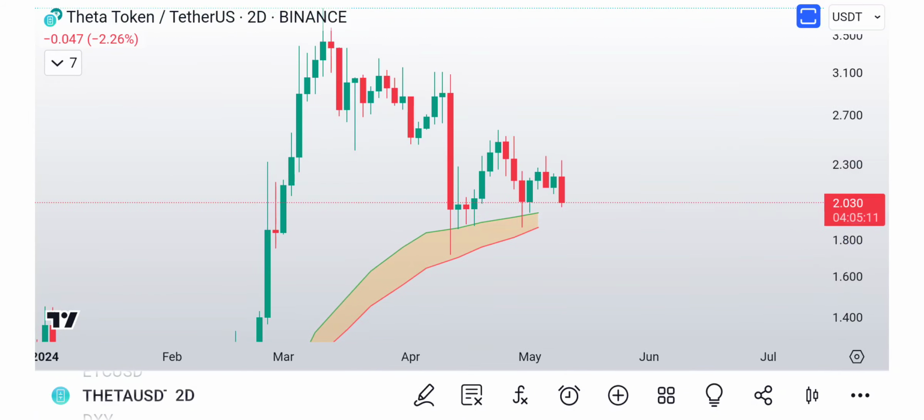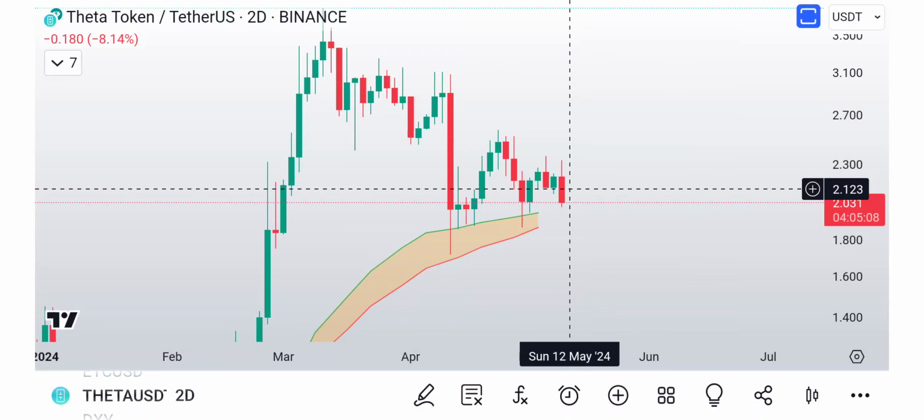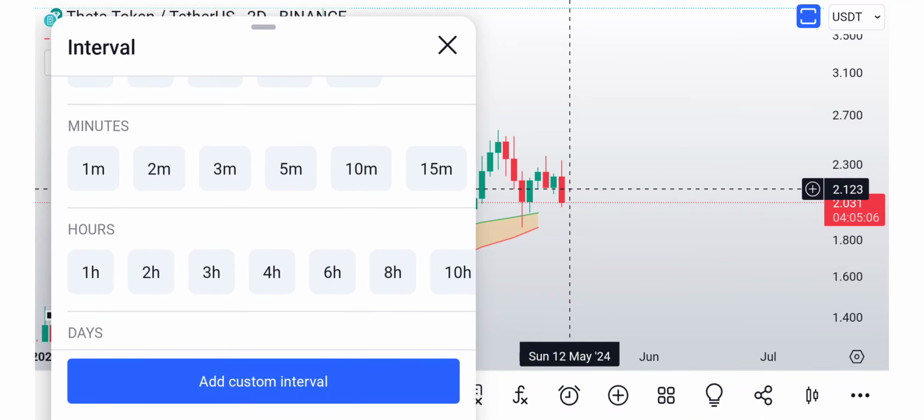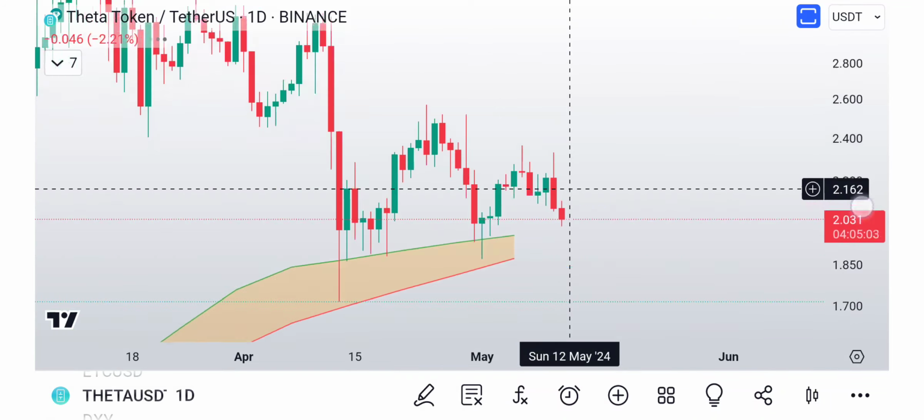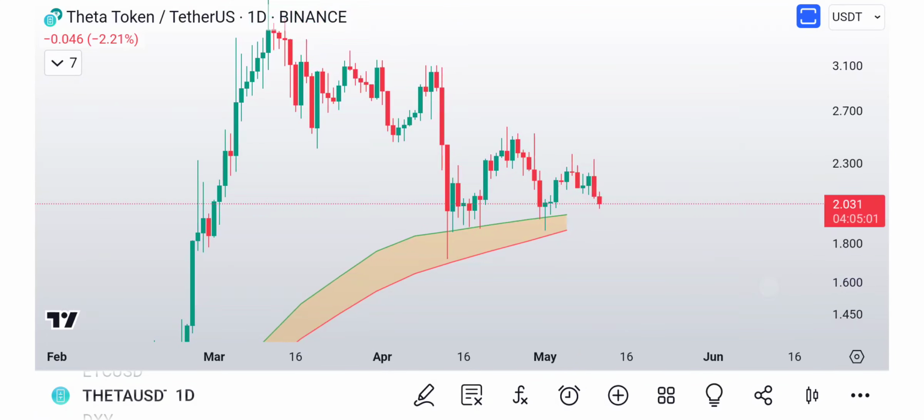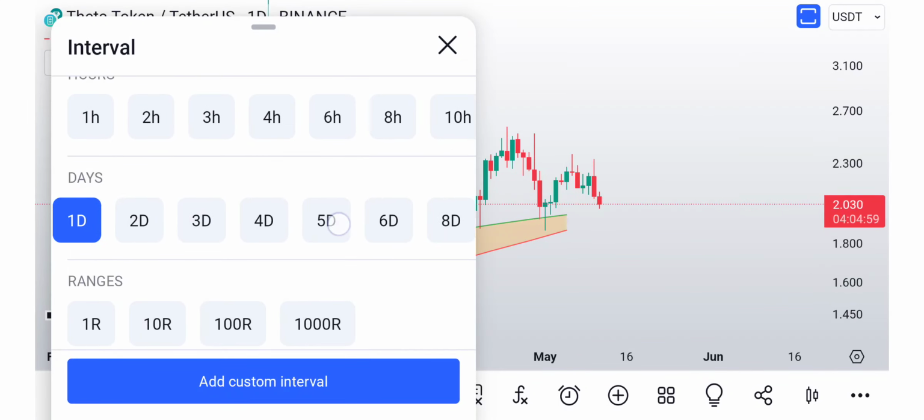So going back to Theta, we do have a bearish 2-day engulfing candle. Let's look at the daily chart. Okay, let's look at the weekly chart.